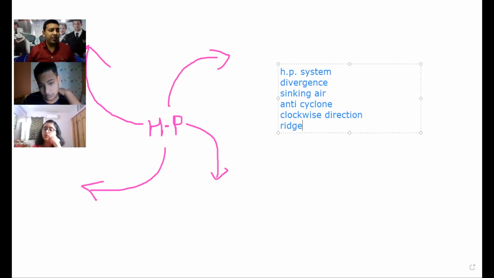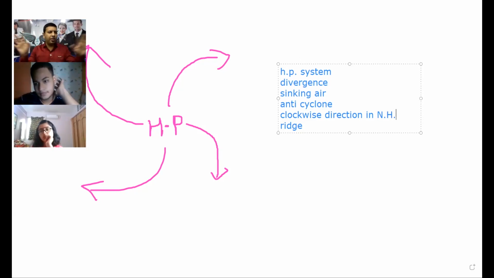Clockwise direction. Can you see? This is what will happen in the northern hemisphere. So, clockwise direction in NH. Because India is in the northern hemisphere, we take the northern hemisphere as the example for everything. But tomorrow, if you go and fly in South Africa, things will change. It will be anti-clockwise for you.